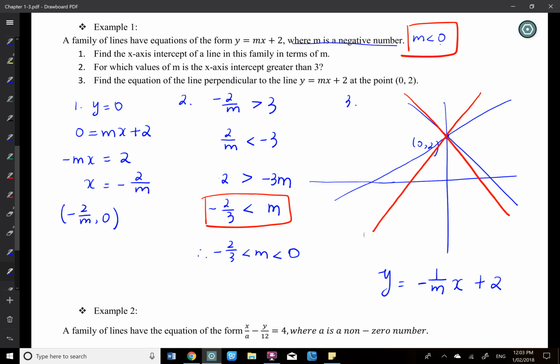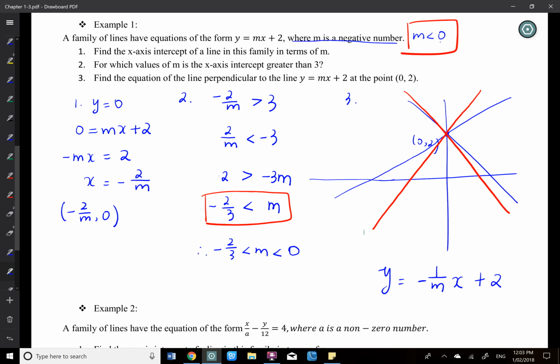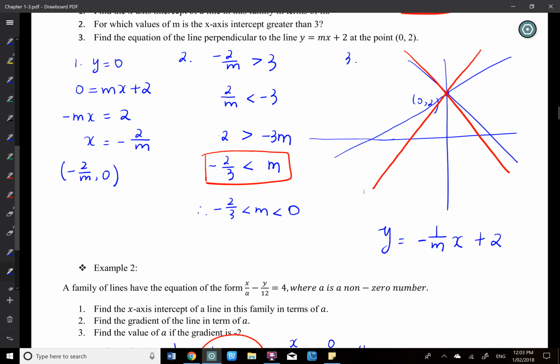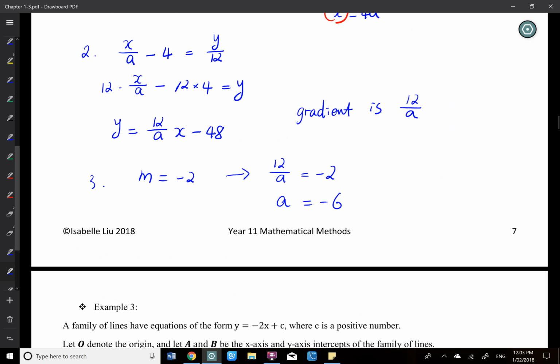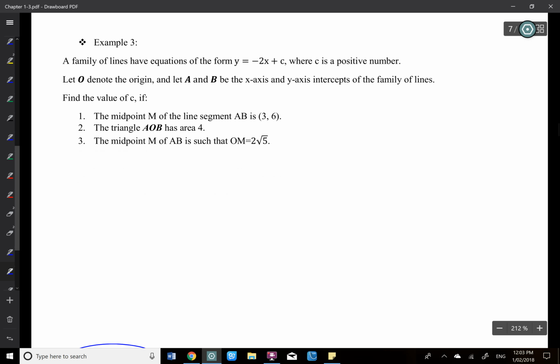Any questions? If we don't have any questions, let's go to example 3.